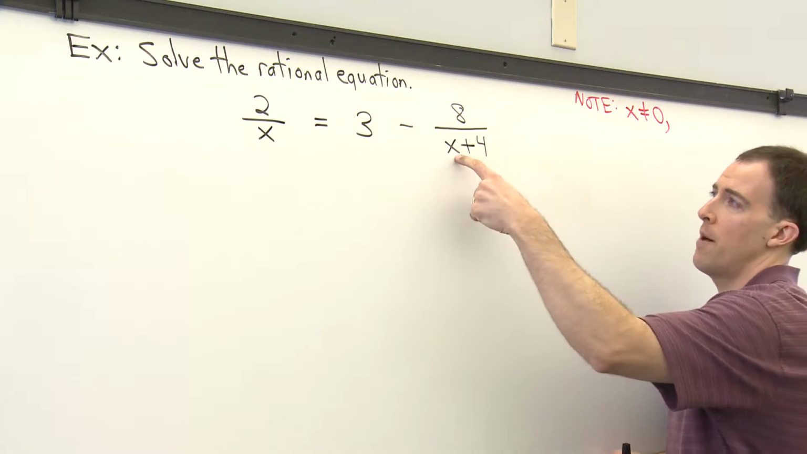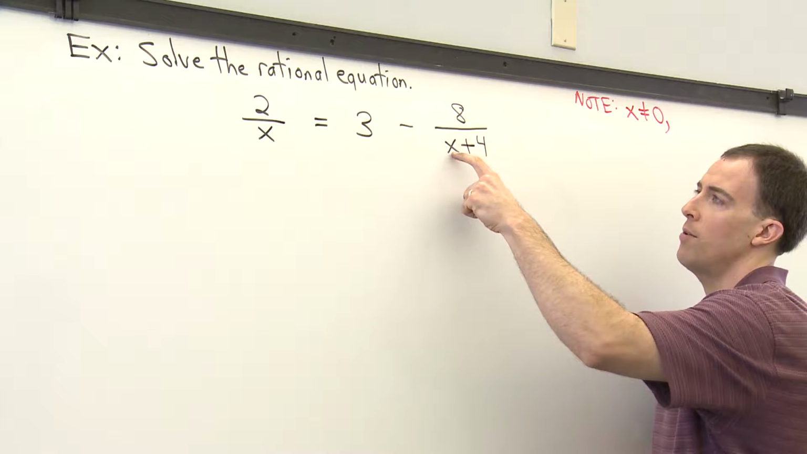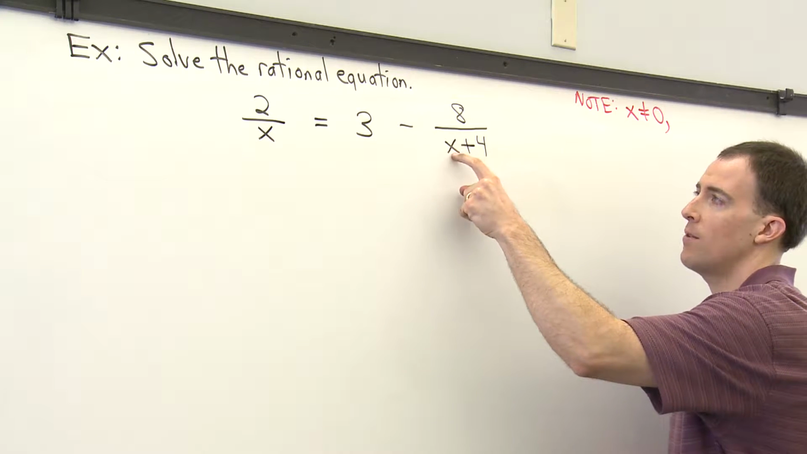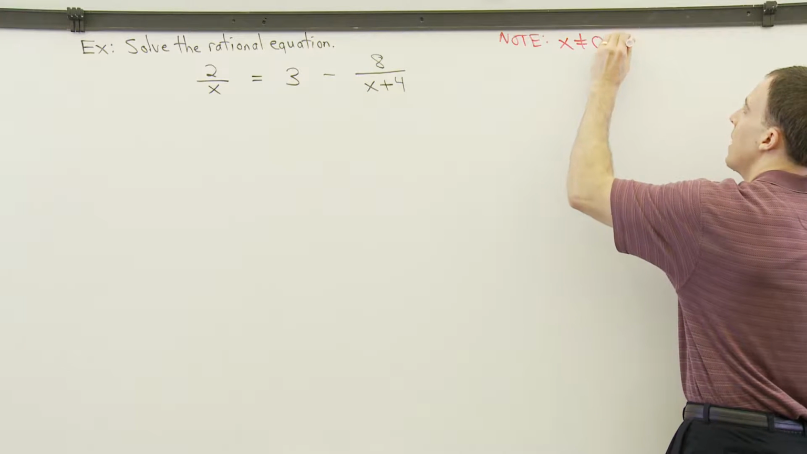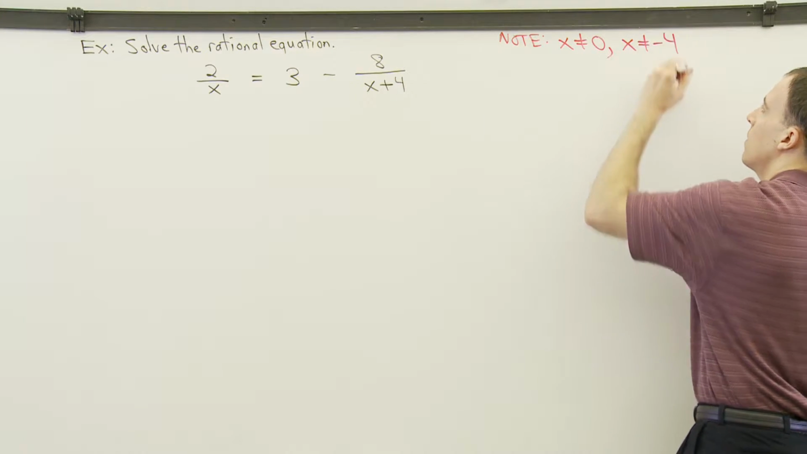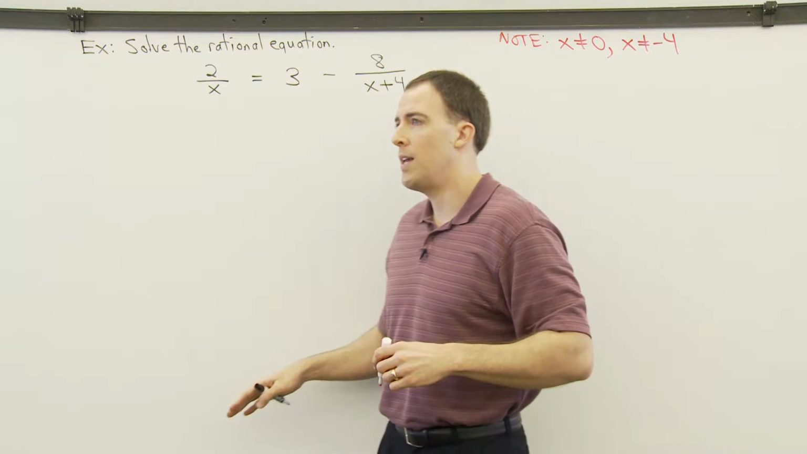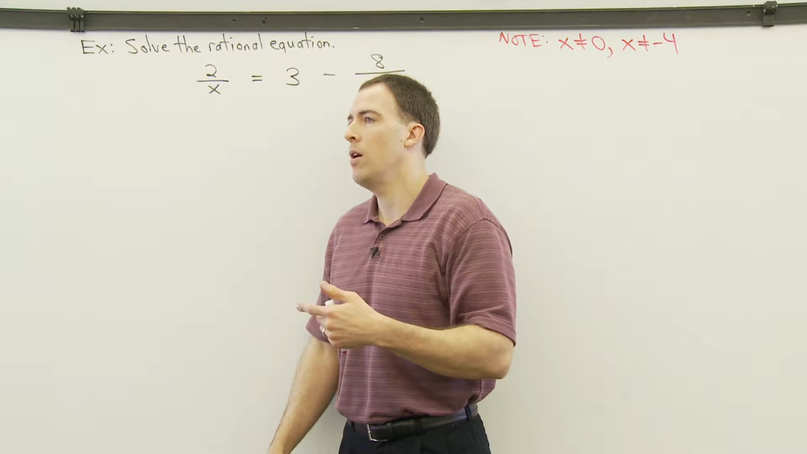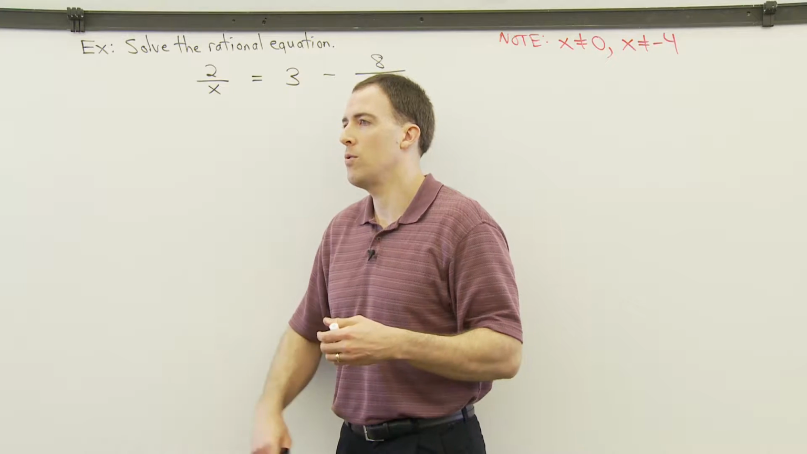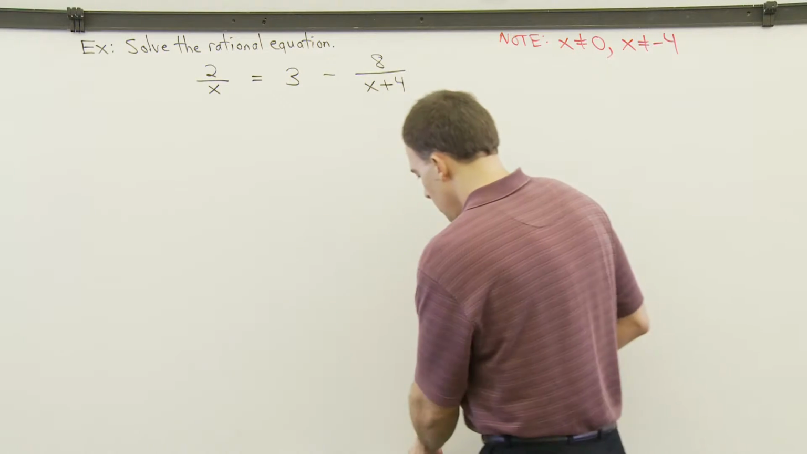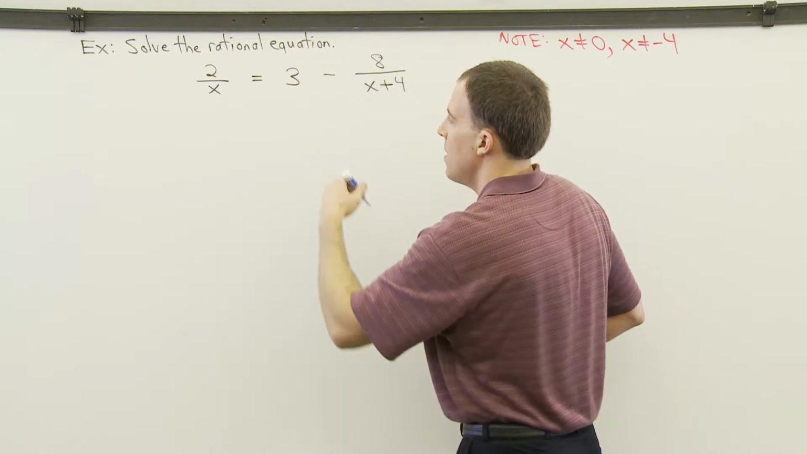And then from this other denominator, negative 4 plus 4 would be 0, so x can't equal negative 4 here. So x can't equal 0, and x can't equal negative 4. We've got 2 restricted values. If, once we're done solving this equation, we get either 0 or negative 4, then we'll conclude that that value is not a solution.